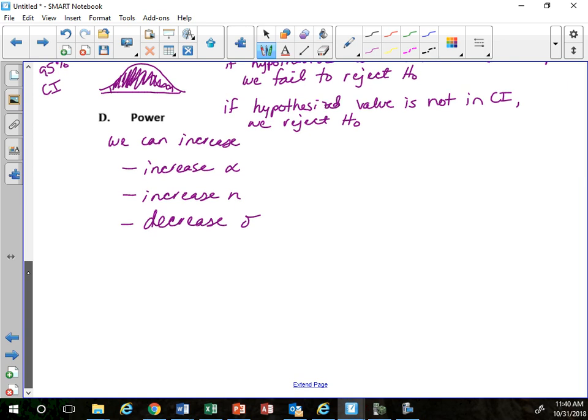All right. Can you see okay? Sorry. So it increases alpha, increases n, and decreases sigma. So the ways we can increase power are by doing these things: increasing alpha, increasing the number of respondents, and decreasing sigma. Okay.